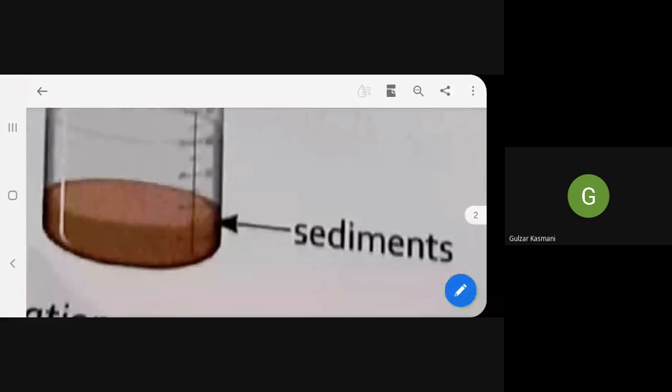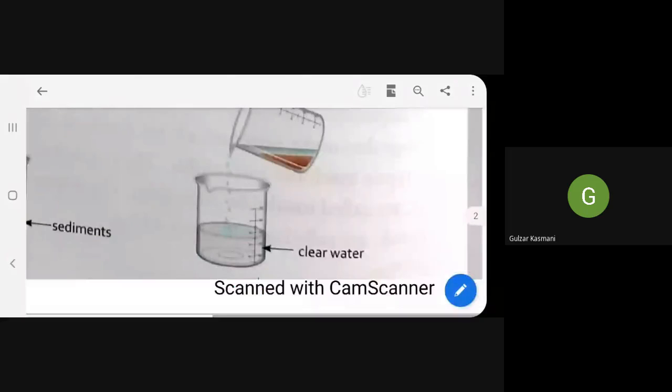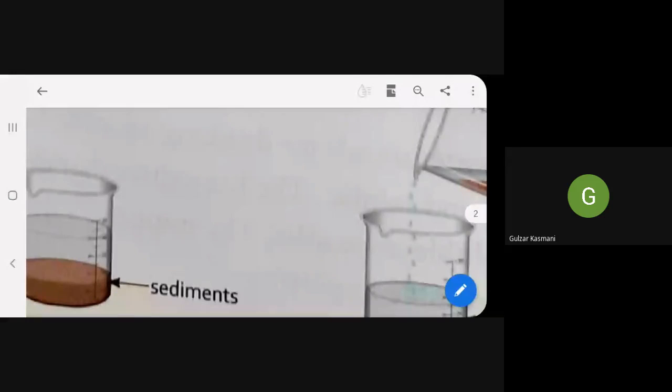Now, as and when this, please mute your mic, everybody. Who is this girl not muting her mic? Gulzar, Kasman, Ifat.